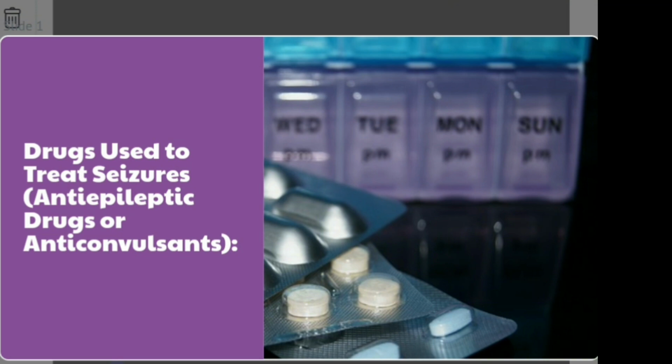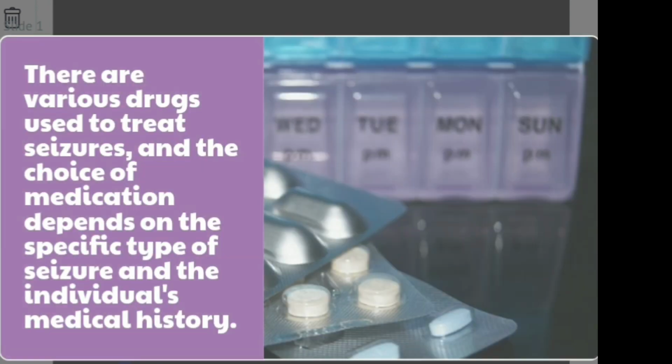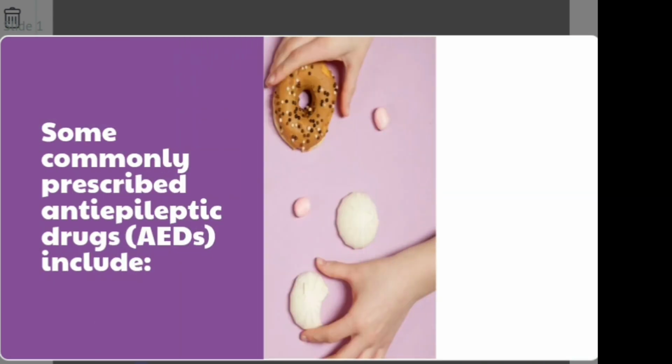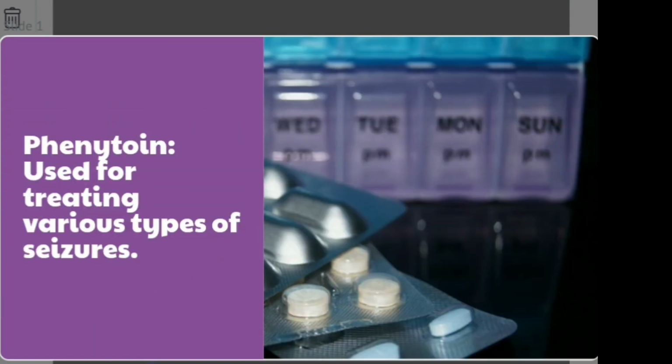Drugs used to treat seizures: anti-epileptic drugs, or anticonvulsants. There are various drugs used to treat seizures, and the choice of medication depends on the specific type of seizure and the individual's medical history. Some commonly prescribed anti-epileptic drugs, AEDs, include phenytoin, used for treating various types of seizures.